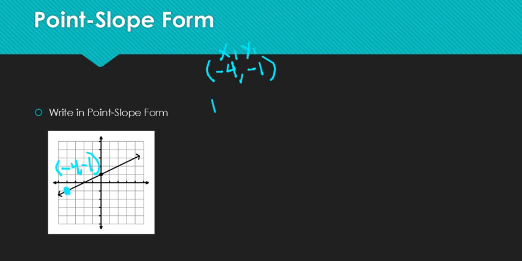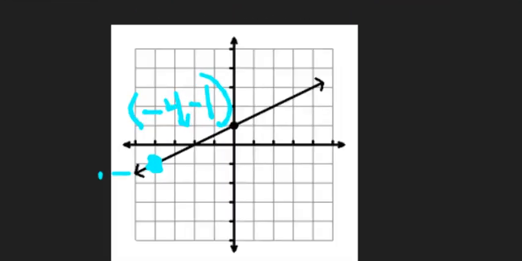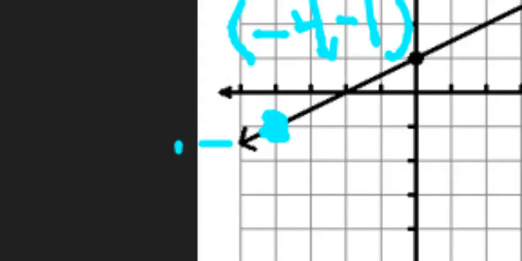Now, can I count my slope on my graph? This is a very decent graph. So if I look at this, it goes up 1, up 1, over 2. So my slope is going to be 1/2.